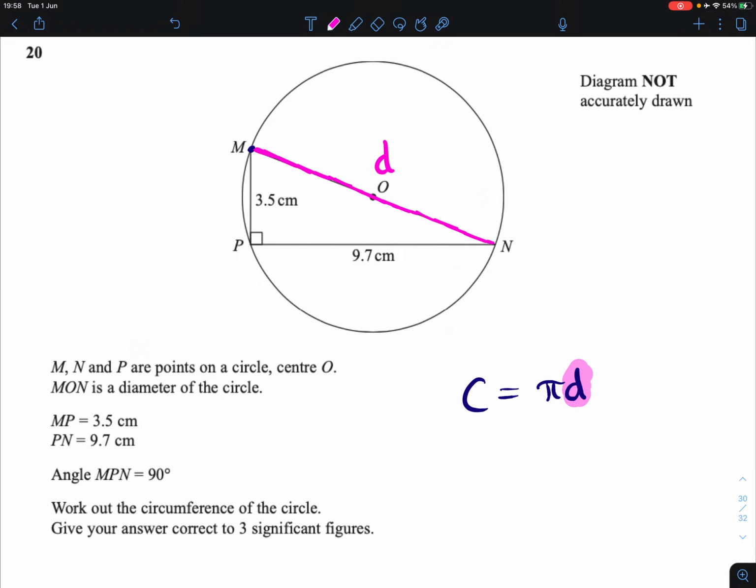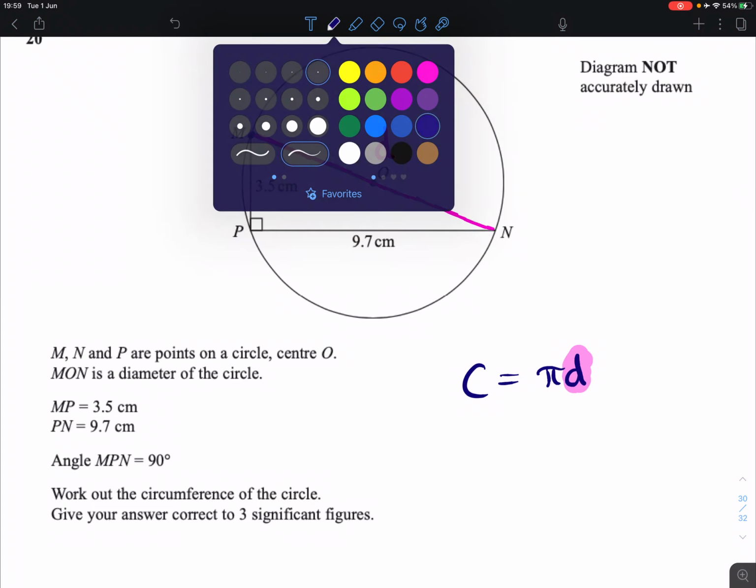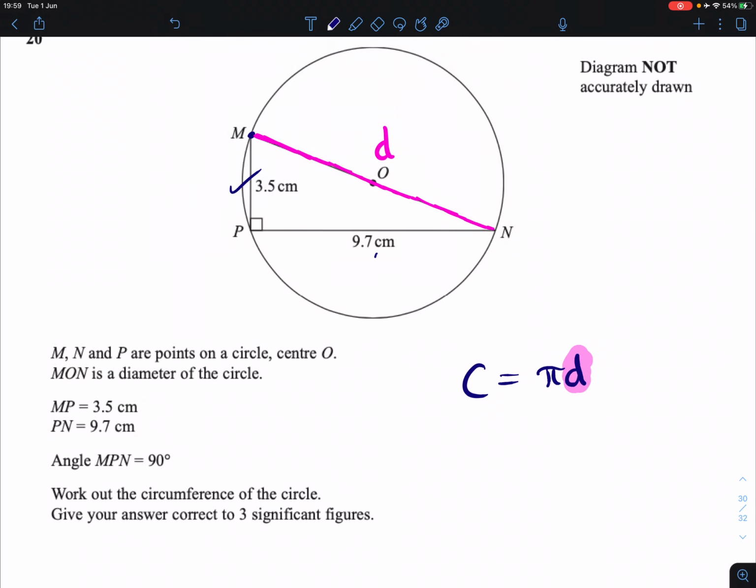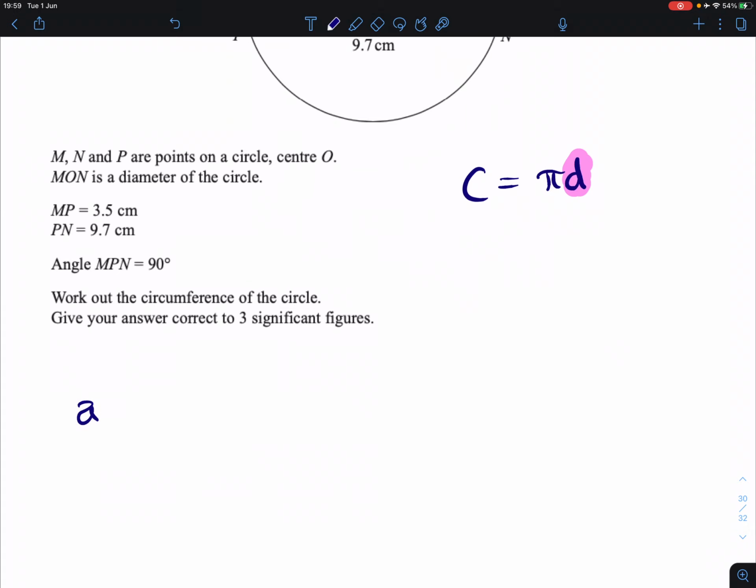Now this happens to form the hypotenuse of a right angled triangle. This triangle here is right angled. So this is a combination of a circumference of a circle question, but also Pythagoras. We have two sides of the right angled triangle, we're looking for the third, so all of the sides are involved. We're going to be using Pythagoras. So let's quote Pythagoras first of all, and then we'll come back to the C equals pi d.